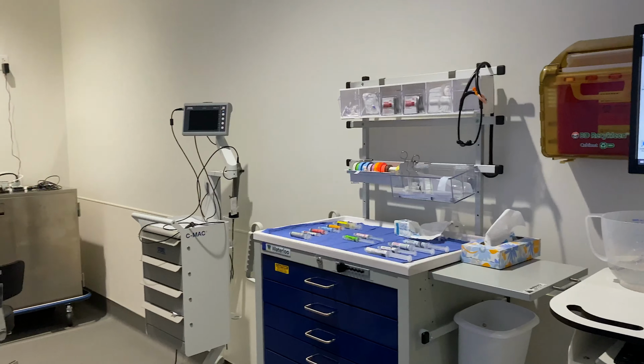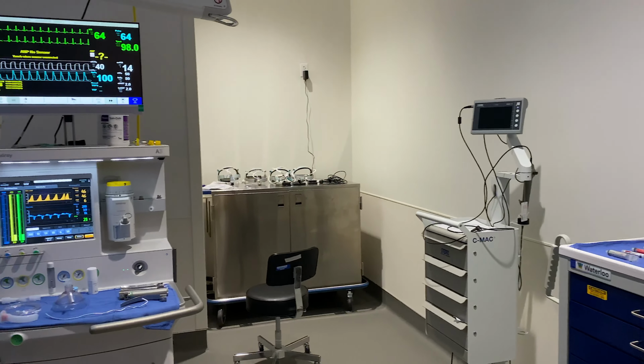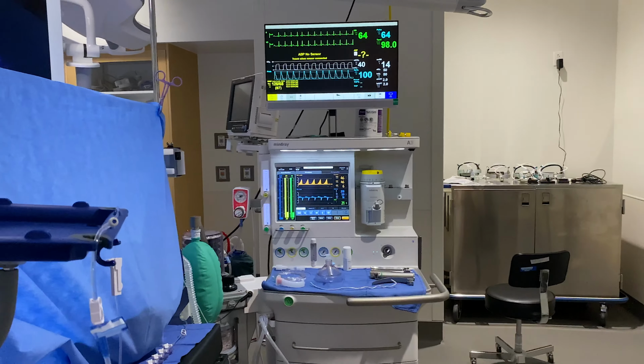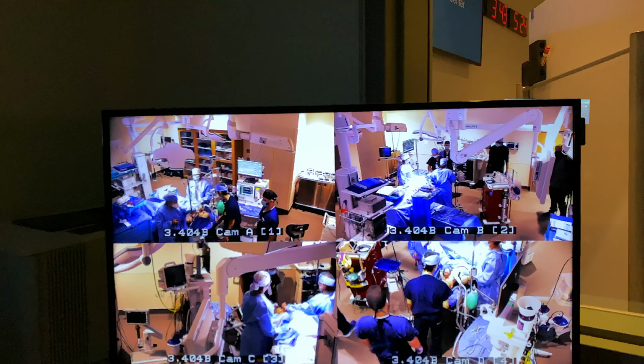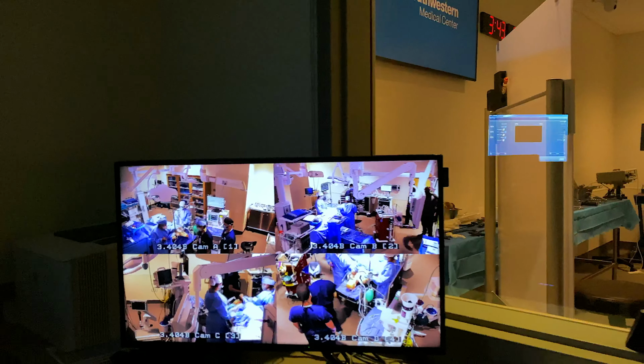Our simulation operating room is representative of a real operating room and has all the equipment that a real operating room would have. Immediately adjacent to the operating room is a control room with a one-way mirror. Inside the control room is our simulation tech who communicates to the faculty anesthesiologist via two-way audio communication.